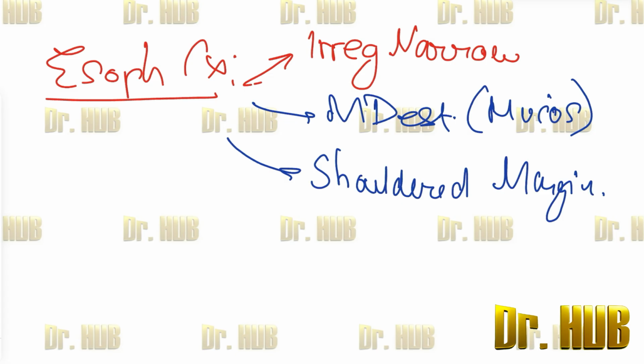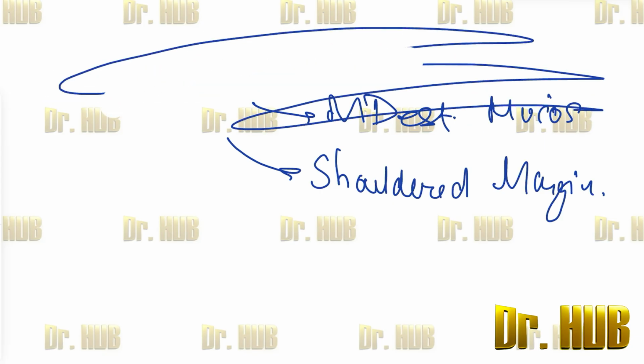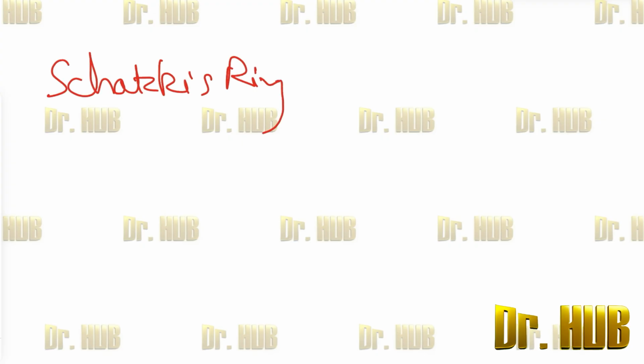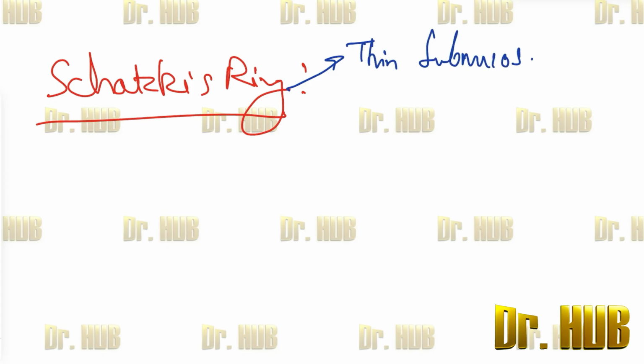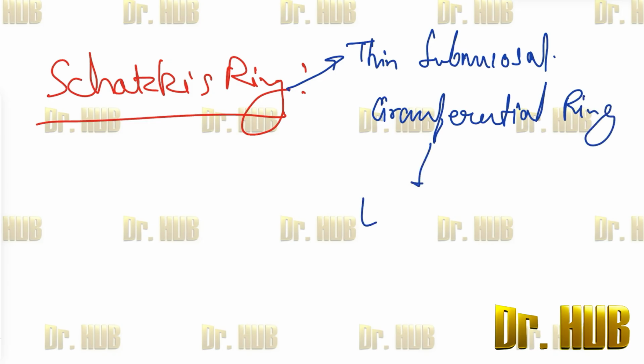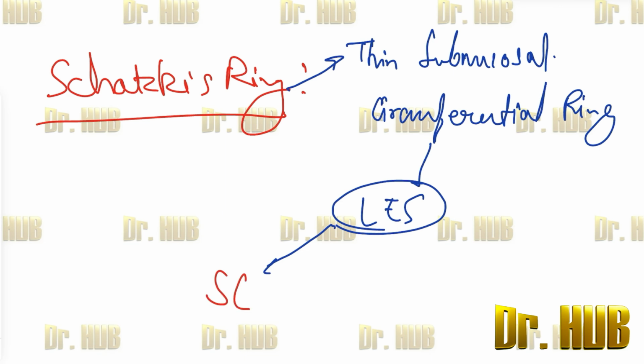Next we look at Schatzki's ring. Schatzki's ring is nothing but a thin submucosal circumferential ring in the lower esophagus, at the SC junction. So it is a thin submucosal circumferential ring, and this is present in the LES, that is the lower esophageal sphincter, at the squamous columnar junction, SCJ.